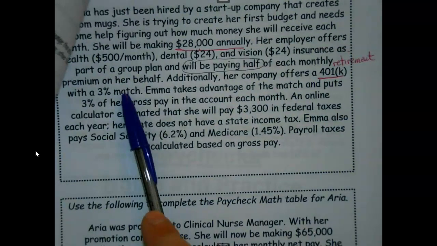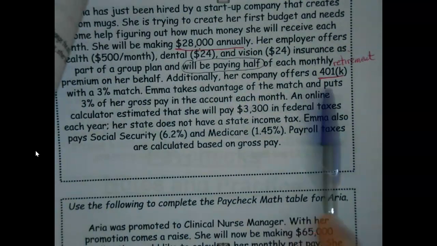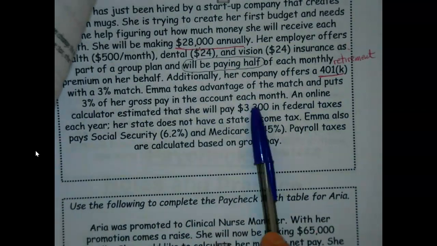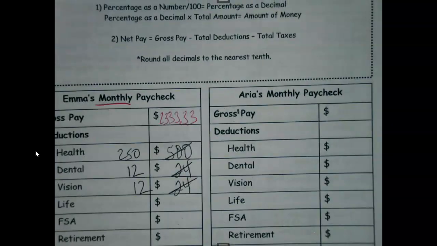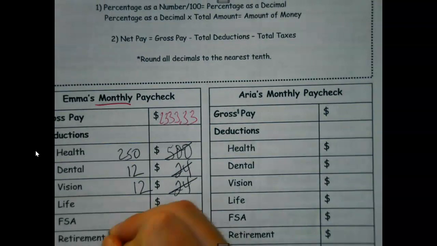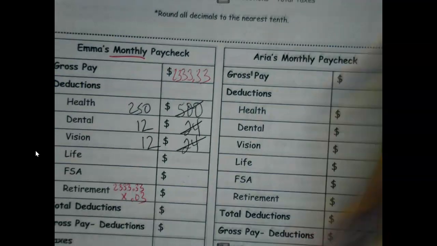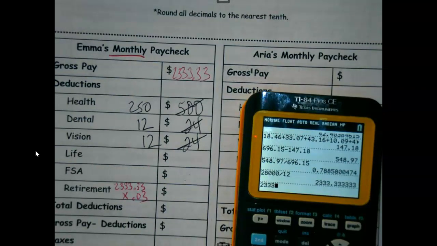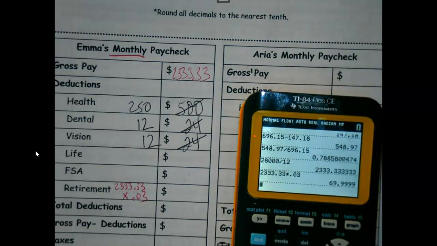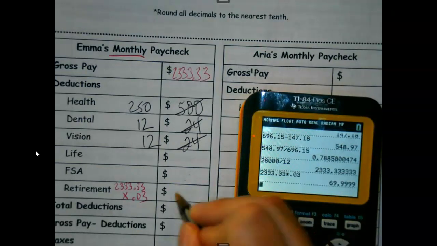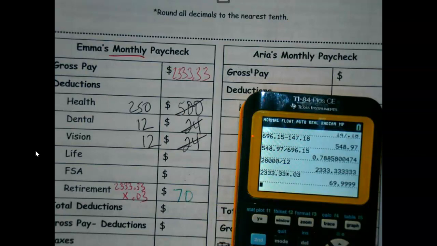But a 3% match. So Emma also puts 3% of her pay in the account. So for this, we need to do 2,333.33 times 3%, 0.03. So 2,333.33, oh my gosh, the threes. We're just rounding. That's 70. Okay.